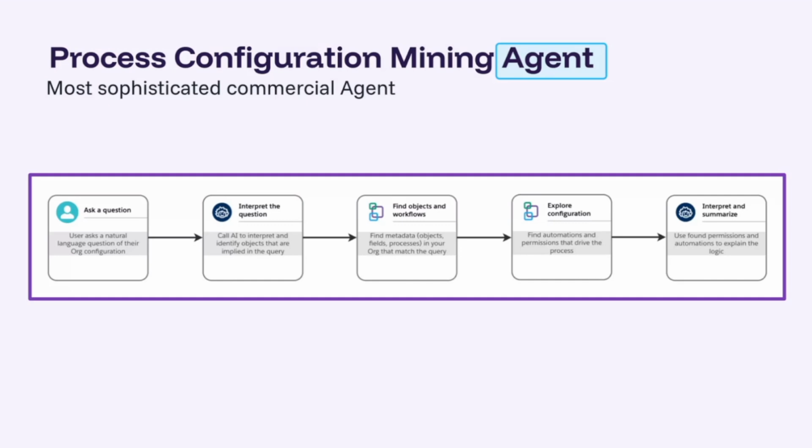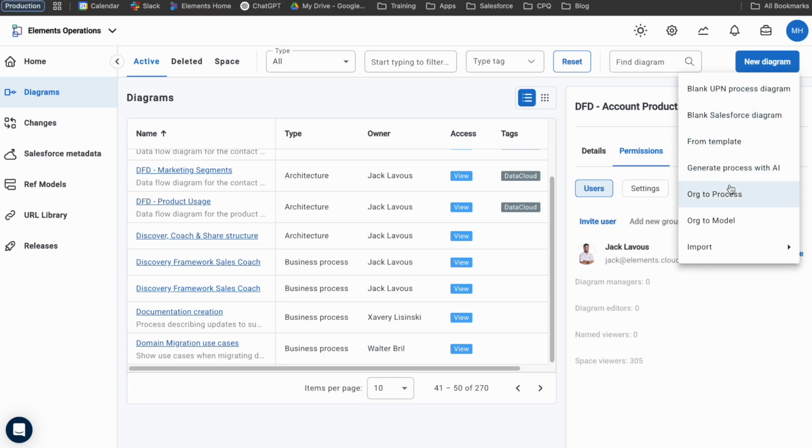You ask a question of your org, AI interprets the question, Elements then finds the relevant metadata and creates a process map which shows you the automations and permissions that drive the processes. Let's take a look at it in action.